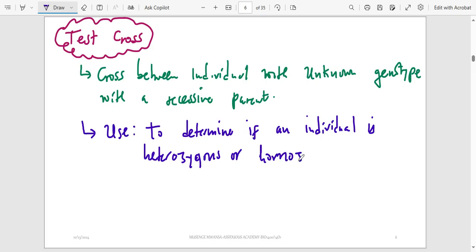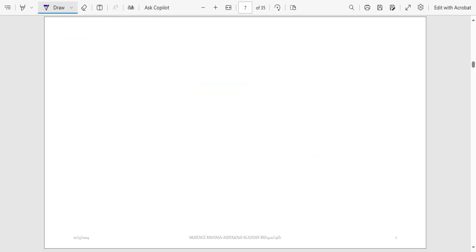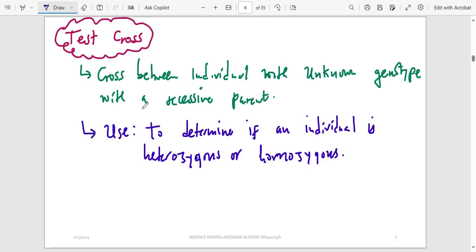Remember, for example, you know that someone is tall. But if someone is tall, they can have a capital T and another capital T, or a capital T and a small t. So you can't really determine which genotype they have. You already know their phenotype, their physical appearance. They are dominant, but you don't know if they are dominant homozygous or dominant heterozygous. Let's do an example.